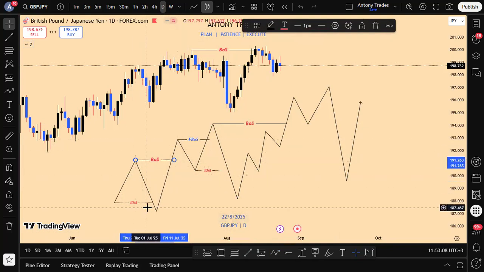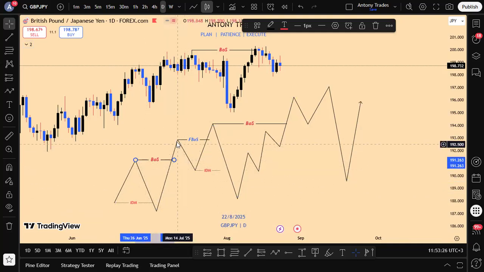So for instance, like this one, you can see this high here went down and swept liquidity below this previous low. Now, this is what you call an inducement. After that, you can see the market went ahead and broke structure to the upside. Now, this is what I call the valid break of structure.